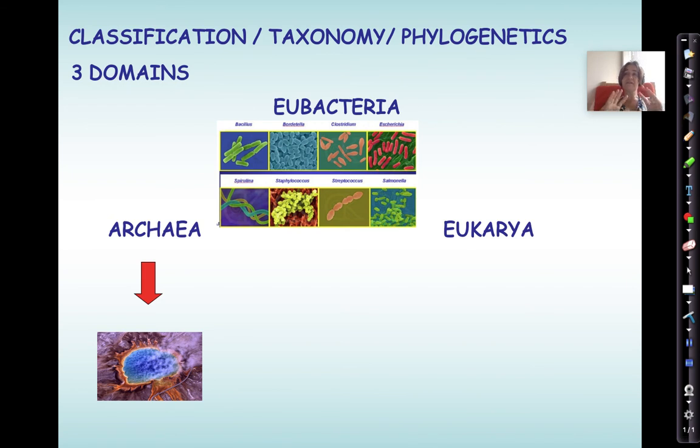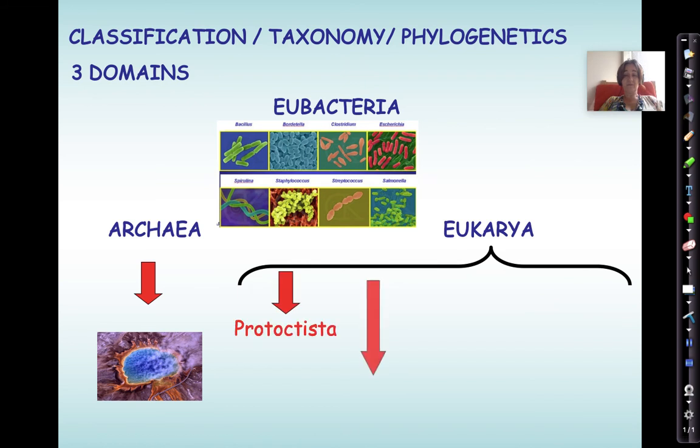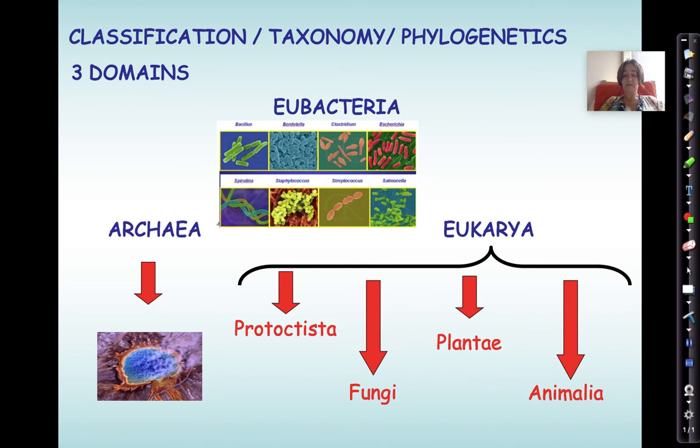But the eukarya decided to package up that genetic material and put a membrane around it, put it in a little case called the nucleus. And so this is what we call the eukarya. And inside the eukarya, we have the prototista, the fungi, the plantae, and the animalia. So, how does this all tie in? So we've got our three domains: archaea, eubacteria, and eukarya.